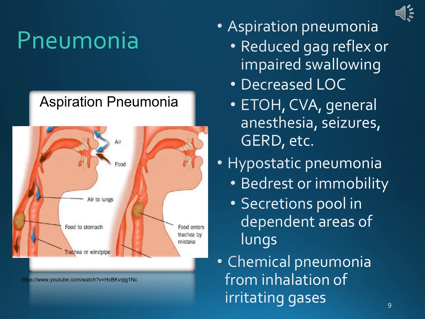Aspiration pneumonia happens when you have a reduced gag reflex or impaired swallowing. This happens with age. This also happens as a result of a cerebral vascular accident. It can also happen with alcohol. So you have people who drink too much, pass out, vomit, and aspirate. It can also happen after general anesthesia.